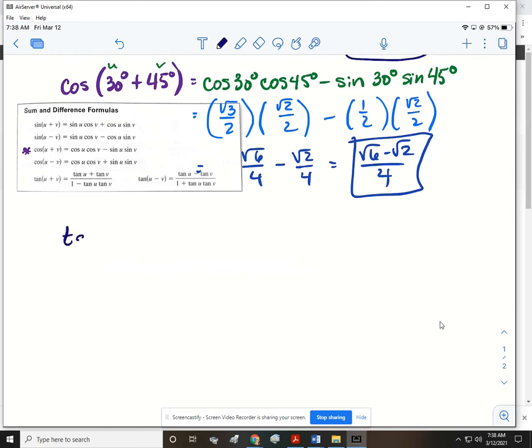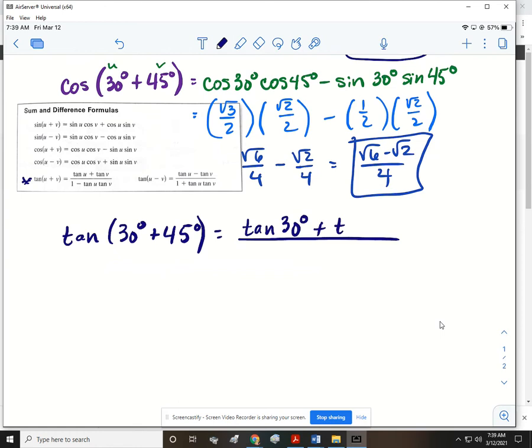And then lastly, we're going to do the tangent of 75 degrees, or the tangent of 30 degrees plus 45 degrees. Now, tangent does seem to be the most complicated one, I would say, because you have fractions inside of a fraction, and then you have a radical in the denominator, so you really do have to work with it a little bit more than the others.